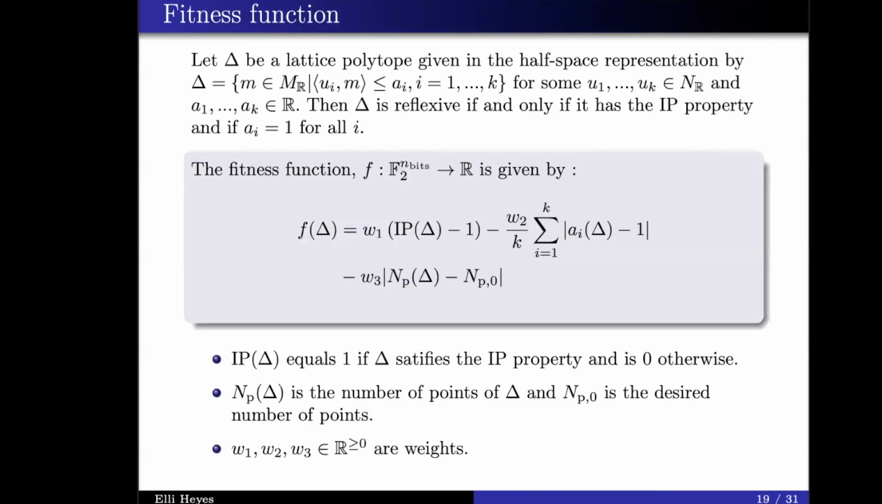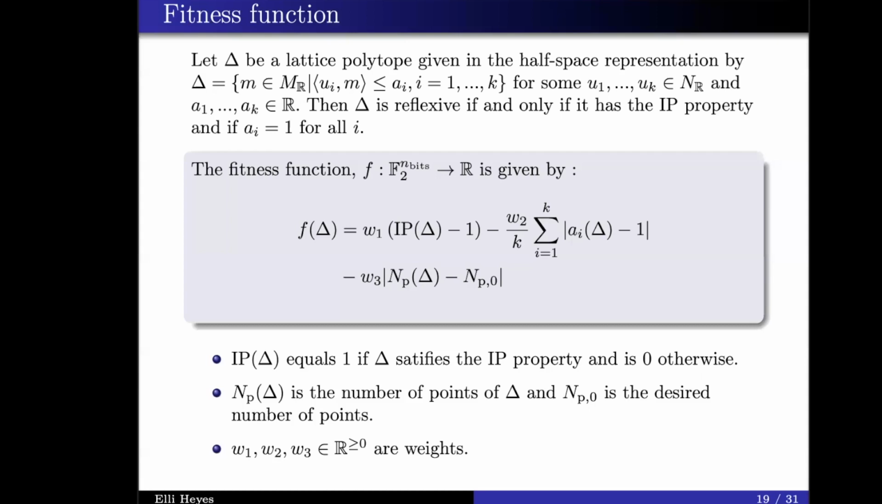As I said, for genetic algorithms, the fitness function depends on the problem. For us, the problem is that we wanted to generate reflexive polytopes. So our fitness function gives a score to a polytope based on how close it is to being reflexive. If you remember, I defined a polytope to be reflexive if it's a lattice polytope satisfying the IP property, such that its dual is also a lattice polytope satisfying the IP property. There is, however, an equivalent definition, in terms of the hyperplane representation of a polytope. It says that a polytope is reflexive if and only if it satisfies the IP property, and all of its hyperplanes lie at a distance one from the origin. It's this definition of reflexivity that we used to define our fitness function.